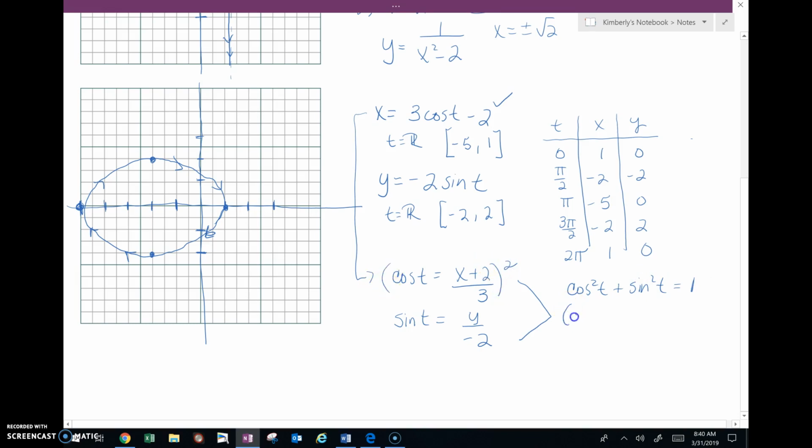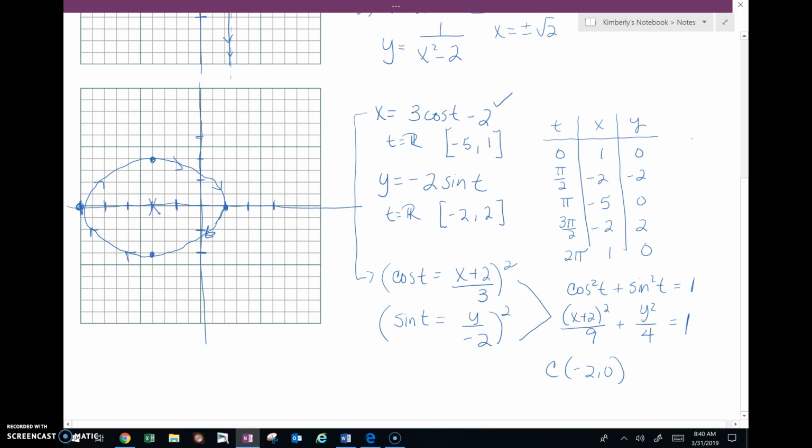And so if you square both sides, then you get (x plus 2) quantity squared over 9, replacing the cosine squared. And when you square both sides here, you get sine squared equals y squared over 4. And that looks like an ellipse to me. The center of the ellipse is (-2, 0).